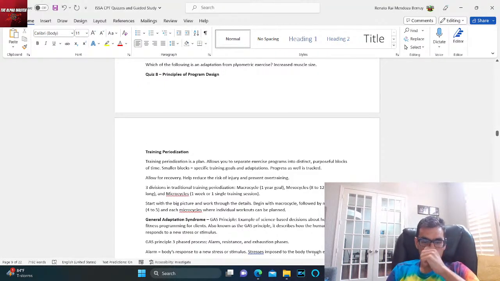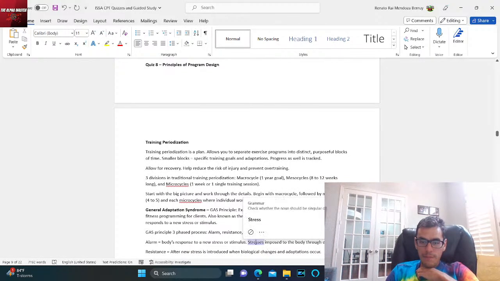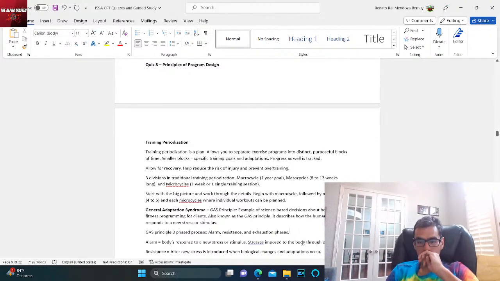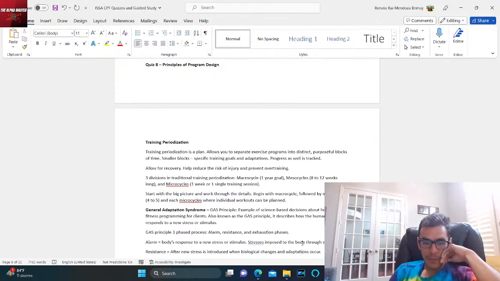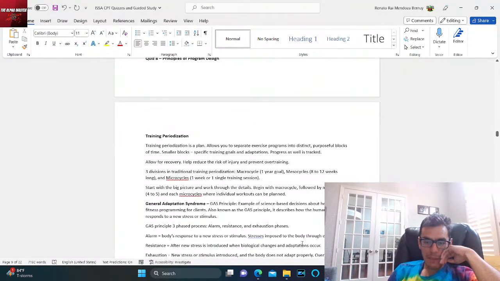The alarm stage is the body's response to a new stress or stimulus, stress imposed on the body through exercise. The resistance stage is after a new stress is introduced, when biological changes and adaptations occur.